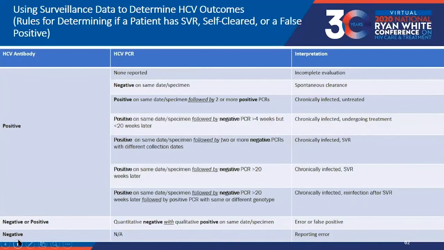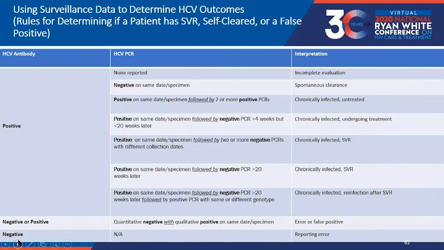As was already mentioned, if you use surveillance data solely to determine hep C outcomes, there are a lot of rules by which we can determine this. If you look at people who are hep C antibody positive, there are many different flavors of hep C PCR status. For example, if someone is hep C antibody positive, and their hep C PCR is positive on that same day, and there are two more positive PCRs, this patient looks like they're chronically infected and have not undergone treatment. Now, if the hep C PCR is positive on the same day as the antibody test, and then you start to see negative PCRs with different collection dates, that person was chronically infected, but then achieved SVR. These various rules are very important to sift through if you're going to generate a surveillance-based cascade of care. Next slide.